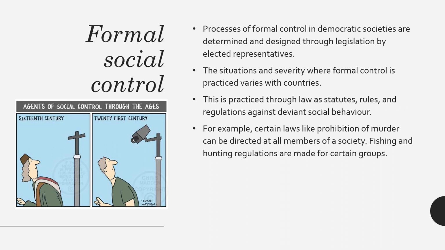So most formal social control is practiced through law, in addition to rules and regulations against deviant social behaviour that are implemented by other agencies such as education systems, welfare systems, and so on. Certain laws, for example, the prohibition of murder, are directed at all members of society. So that is very, very specific to individuals.